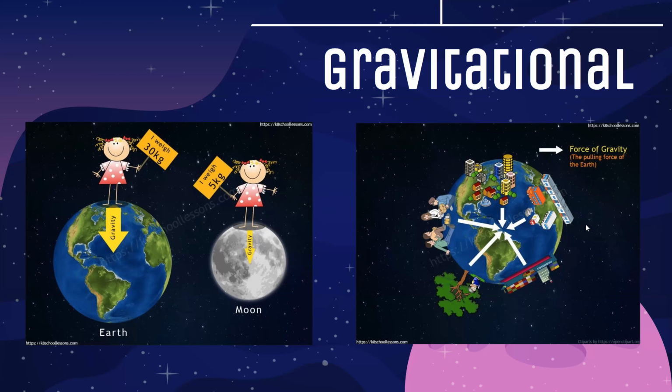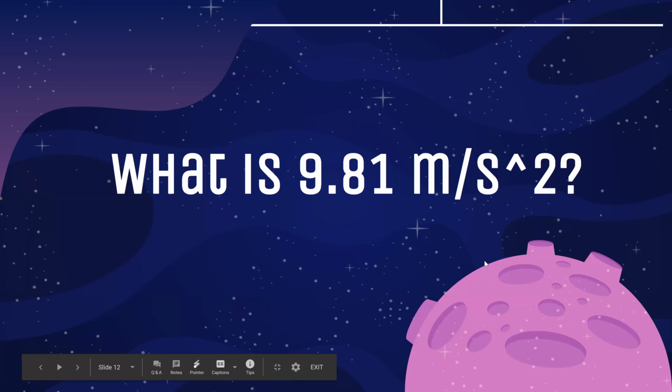But because when we solve AP physics problems, we're not dealing with the entire planet, we can usually assume that it's going downwards, though theoretically it's towards the center. Okay, 9.81 meters per second squared, right? This is the gravitational field strength of this planet. It's an average calculation done by all scientists.